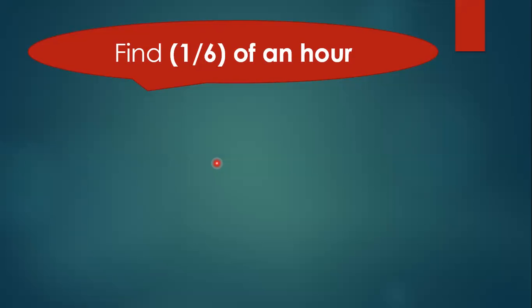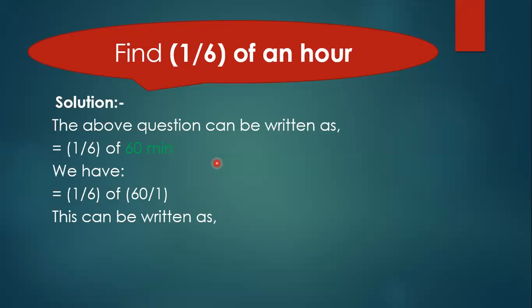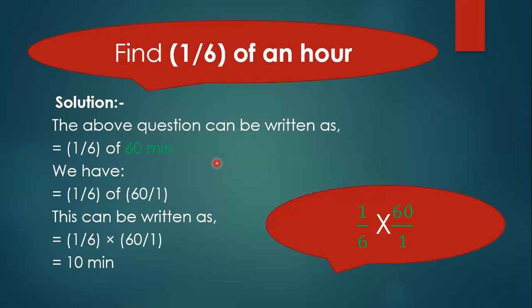Is this clear? So we will write 1 by 6 of 60 minutes, 1 by 6 of 60 by 1, of changes to multiplication. Now children, 6 and 60 get cancelled with each other how many times? 1 time and 10 times. Alright children, so here we are left with 10 minutes. Make sure you write the unit, otherwise your marks are going to get deducted.